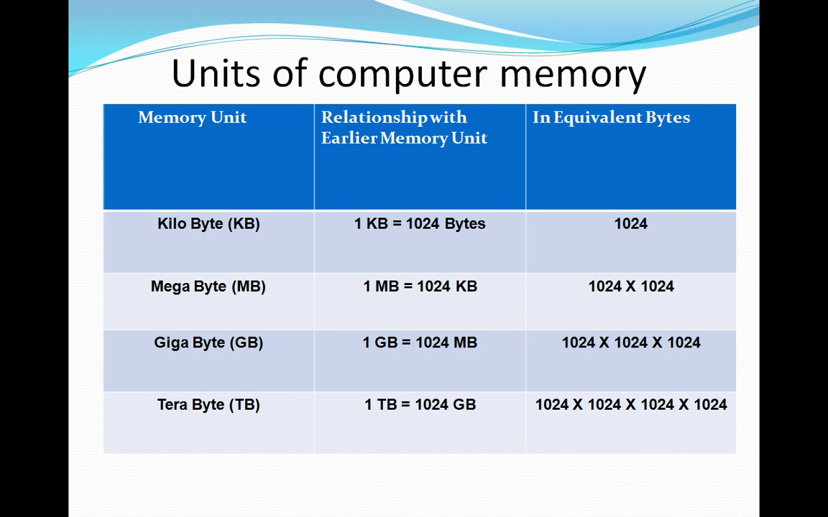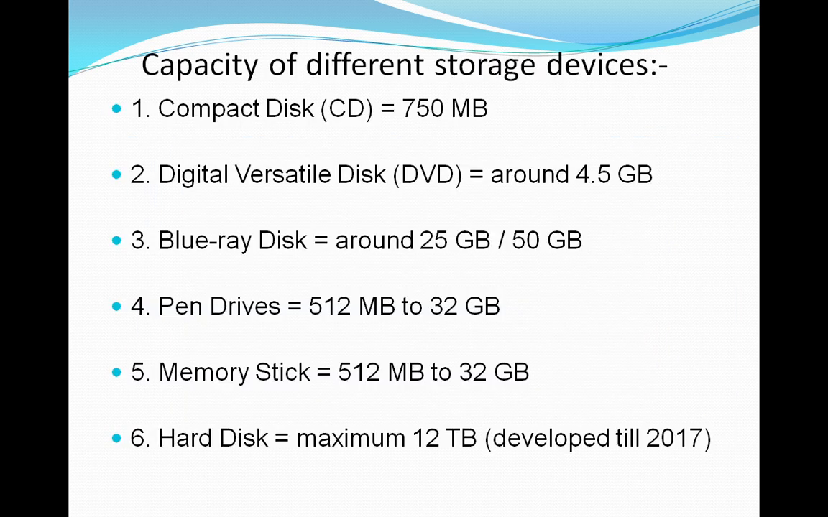Now there are some storage devices along with their storage capacities. For example, compact disc, it stores 750 MB. DVD, digital versatile disc, it stores around 4.5 GB. Blu-ray disc is a double-sided DVD-like disc which is used to hold a larger amount of data than DVD, and it can store around 25 GB or 50 GB.